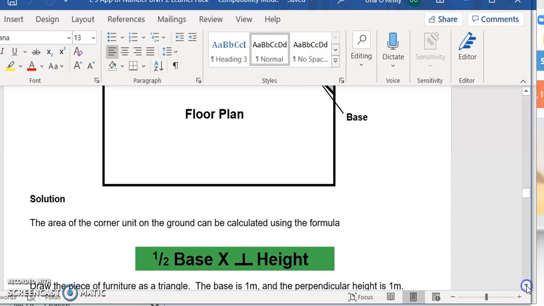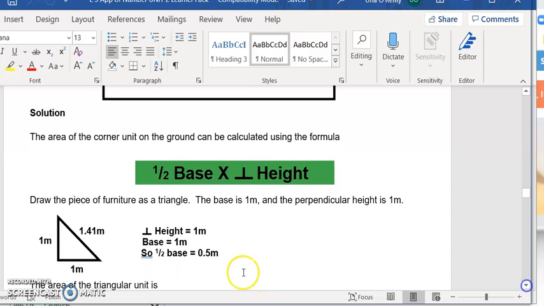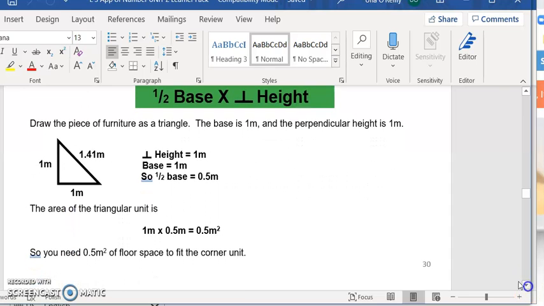So what they do here for the solution is they actually flip it around. So that's what was our base in the picture, but they flip it around to put the right angle on the bottom here. Okay, using our formula again, half the base by the perpendicular height. Here's a base, 0.5, and the perpendicular height, you can see easily, is 1 meter. Okay, so it's going to be 0.5 by 1 meter, or they've written it as 1 meter by 0.5 here. Either way, your answer is 0.5 meters squared. Okay, so you'll need 0.5 meters squared of floor space to fit the corner unit.